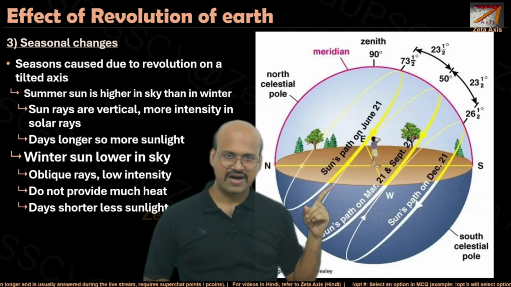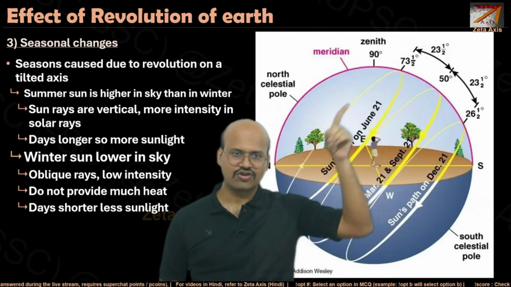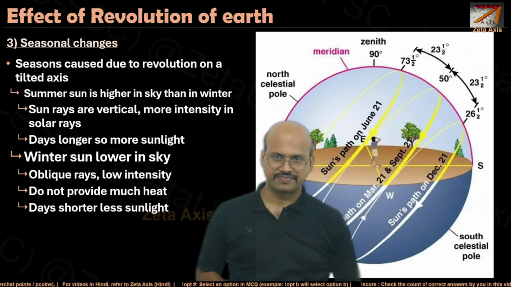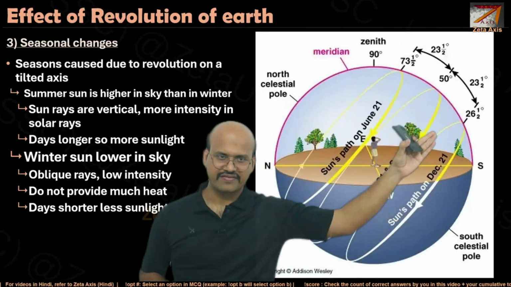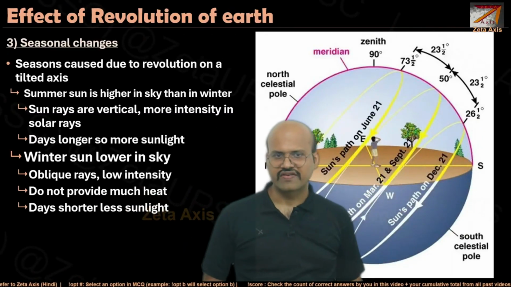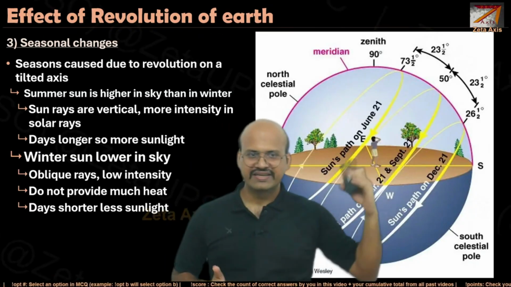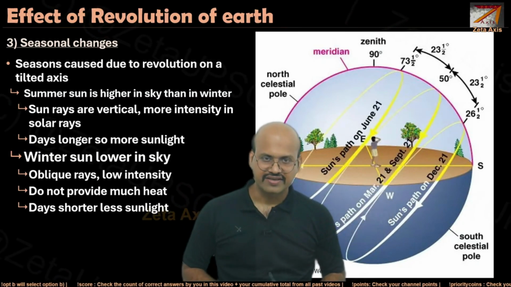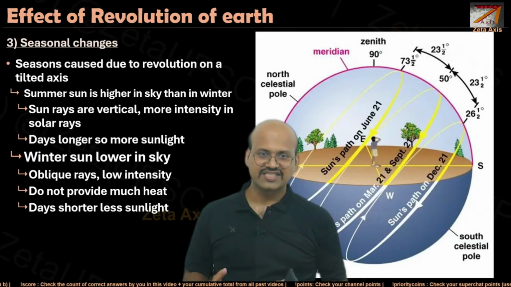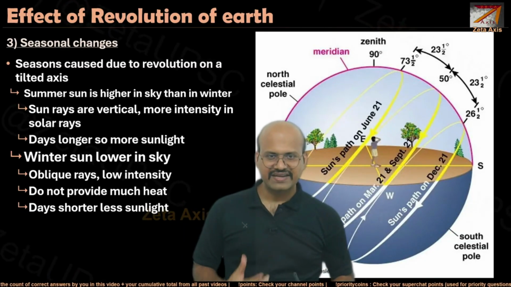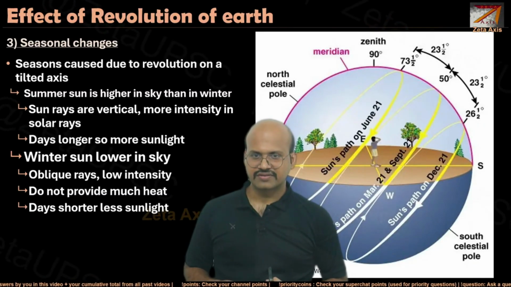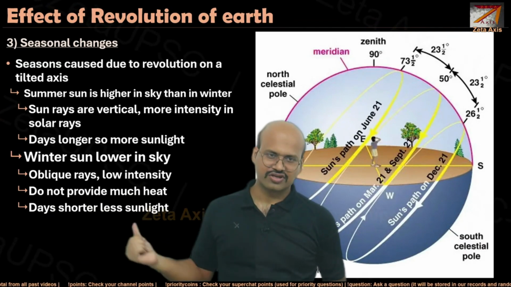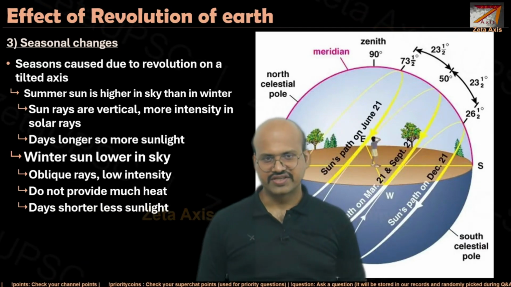time. You can see the path here. This path is much longer than this path from the perspective of the northern hemisphere. Winter, the sun is lower in the sky, much lower. The light has to travel a very inclined path. There is much dispersion, diffusion, scattering in our atmosphere, and that is why the sunlight intensity reduces because of the scattering and the diffusion. Oblique rays, low intensity, do not provide much heat, days are shorter, and there is less sunlight which is reaching the region.